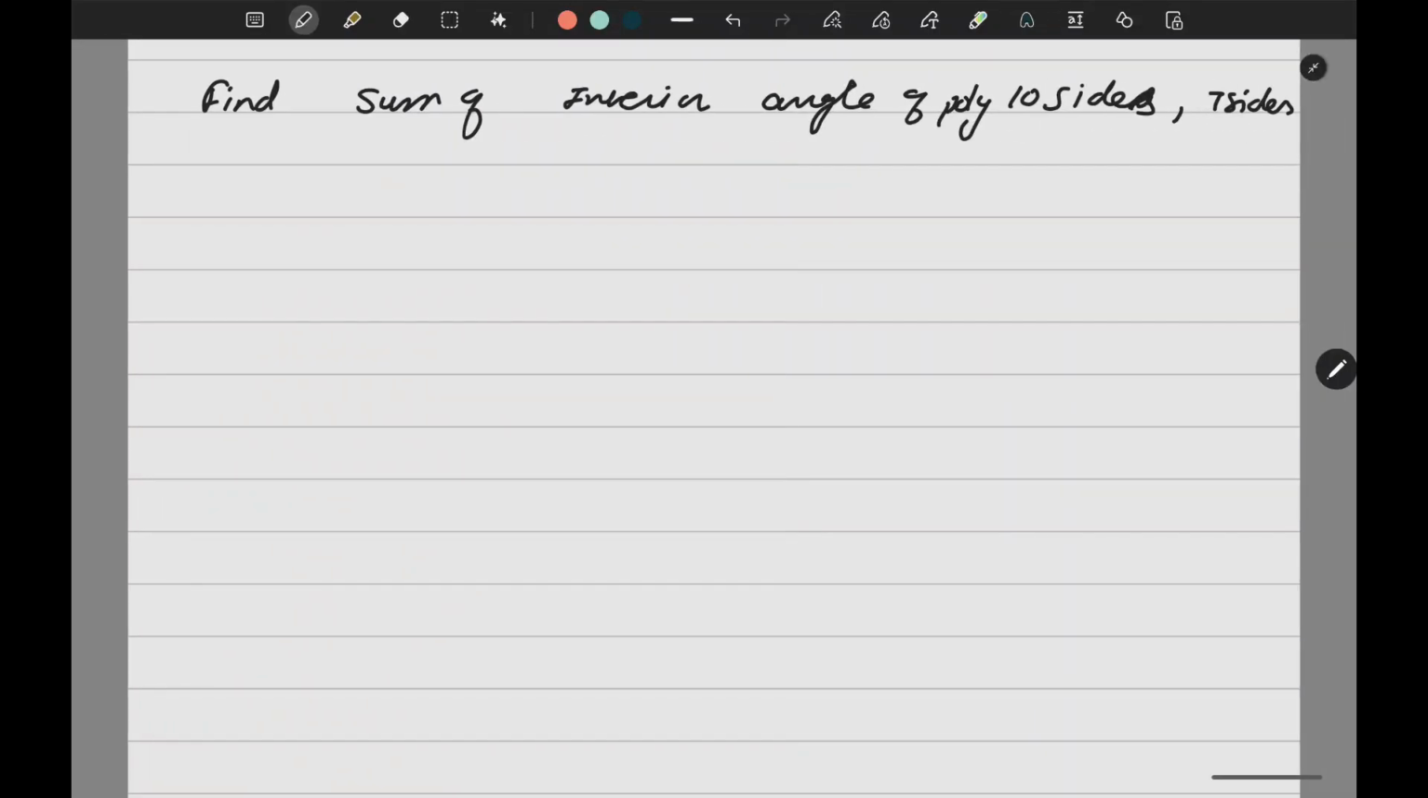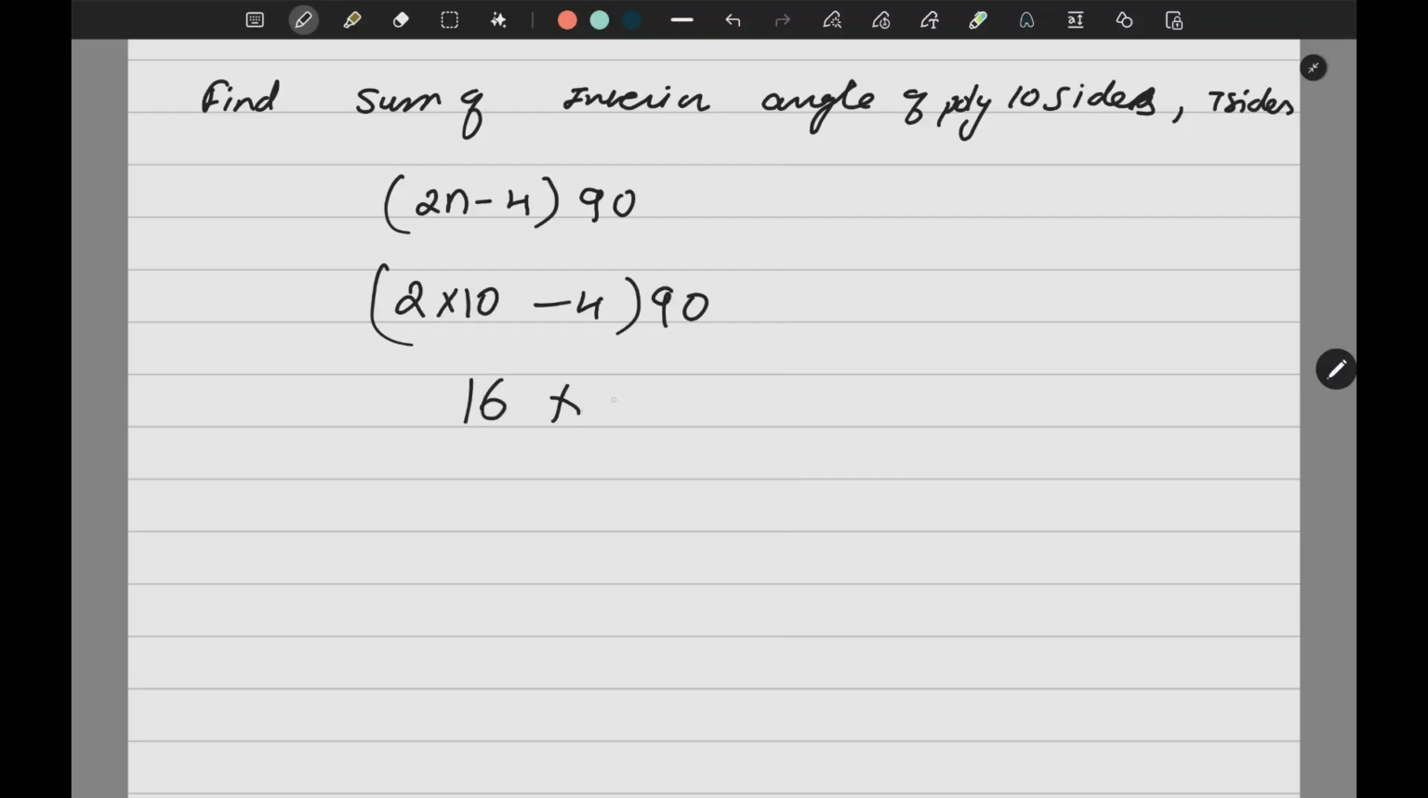Now see, find the sum of interior angles of a polygon of 10 sides. For the sum of interior angles, I have only one formula, (2n minus 4) into 90 degrees. Now n is 10, so it will become (2 into 10 minus 4) into 90. So 20 minus 4 is 16 into 90. Correct? Now when I am doing 16 into 90, I have 16 right angles, so you can write 16 right angles, or you can multiply it and write the value.